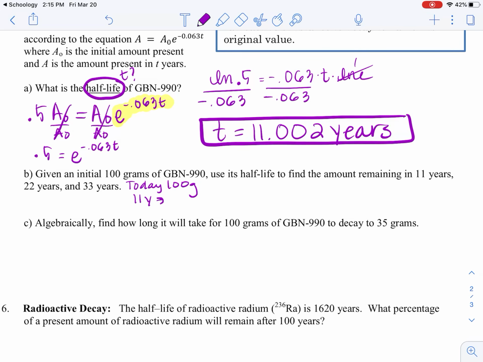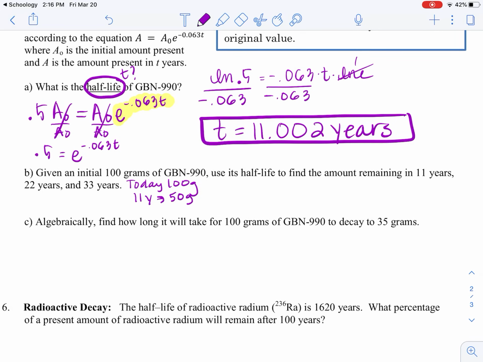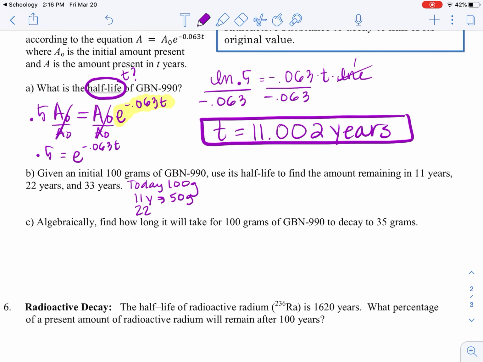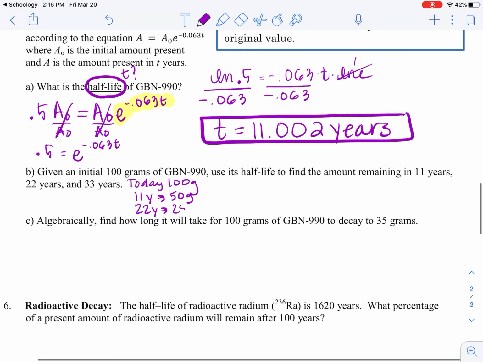11 years from now, how much is left? Half, 50 grams. 22 years from now, how much is left? Half, 25 grams. 33 years from now, how much is left? Half, 12.5 grams. That's what half-life means.